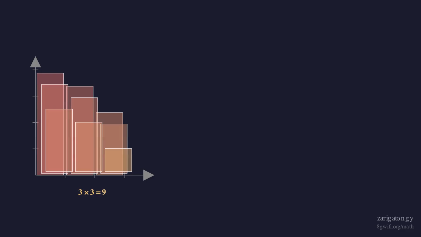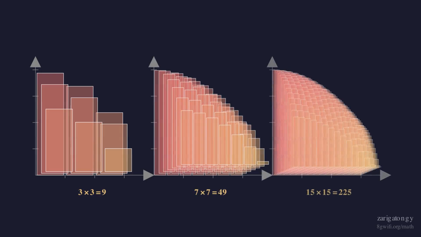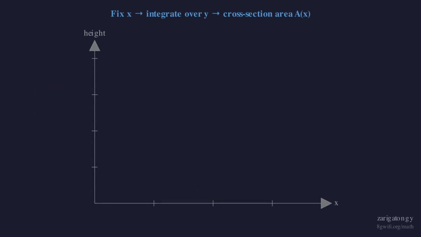9 columns. 49. 225. In the limit, infinitely many infinitely thin columns. The sum becomes a double integral. Exact volume. Here's how to compute it.